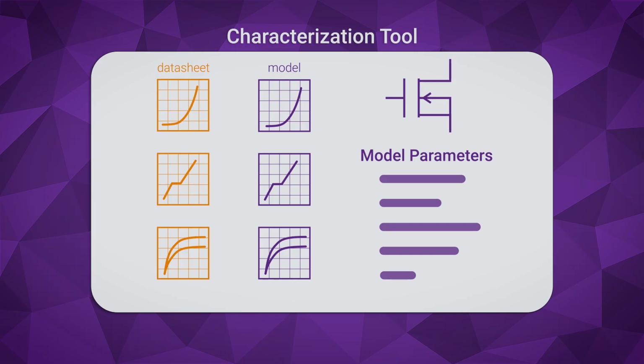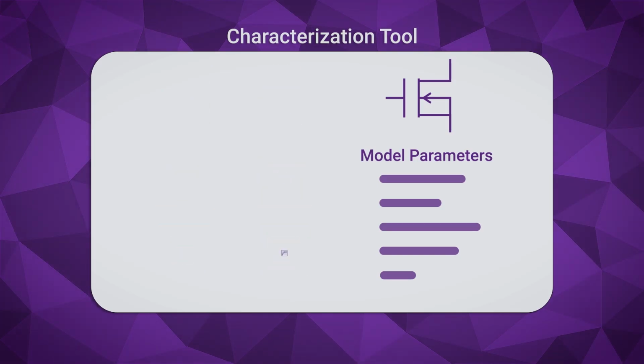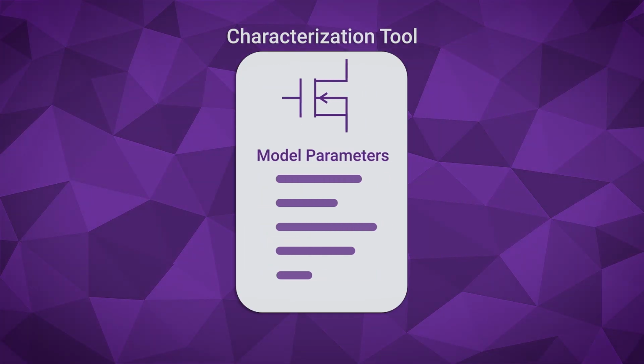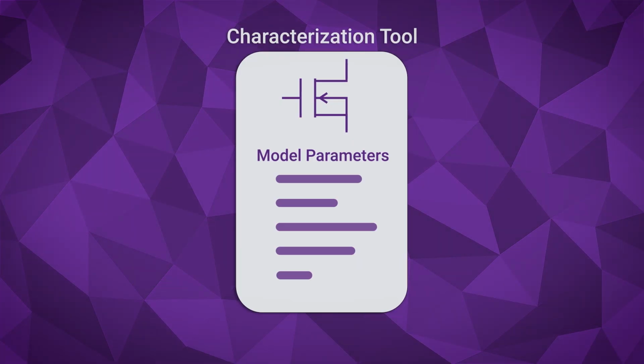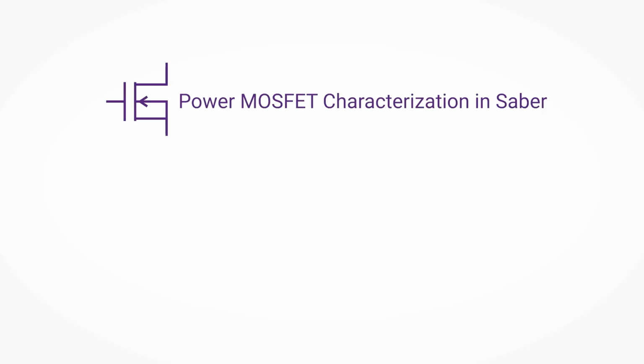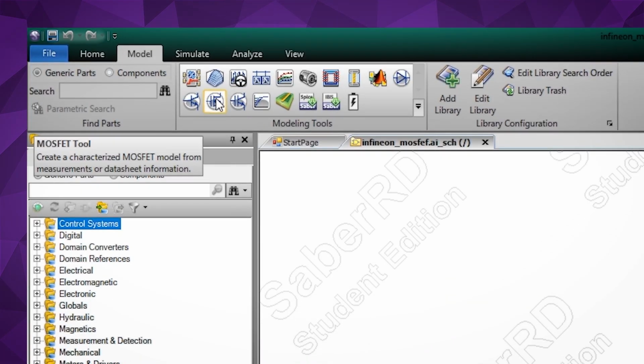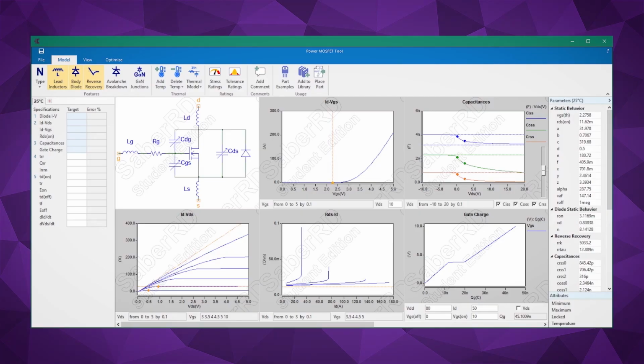When Saber finishes optimization, it packages the model structure, its unique parameter set, and a schematic symbol into the finished component. Let's look further into model characterization for a Power MOSFET. From the Modeling Tools palette, we launch the MOSFET tool. The interface is divided into 3 sections.